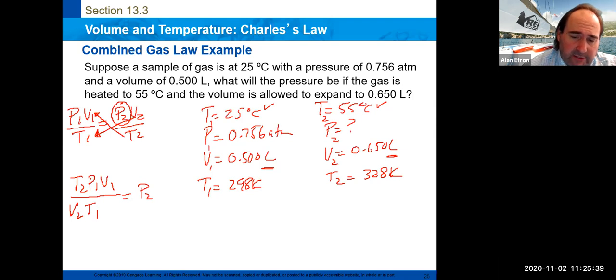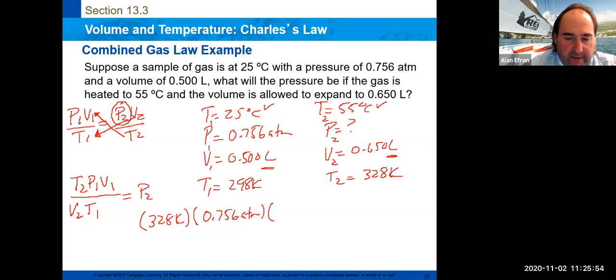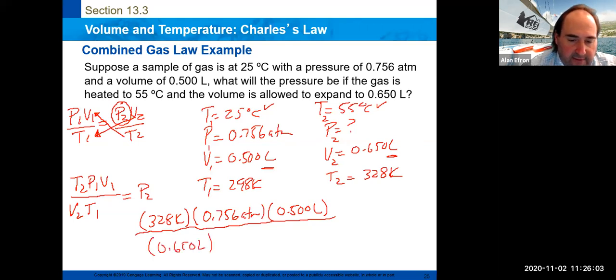The key again here is to make sure we get everybody in the right spot, up, down, and all the right numbers there. So our T2, which is 328, goes up on top. Our P1, which is 0.756, goes up on top. And our V1, which is 0.5 liters, should go up on top. Our V2, which is 0.65 liters, on the bottom. And lastly, our T1, which is 298, on the bottom. Kelvin is going to cancel, liters are going to cancel, and it's going to leave us with atmospheres, which is good because that is what we're looking for.